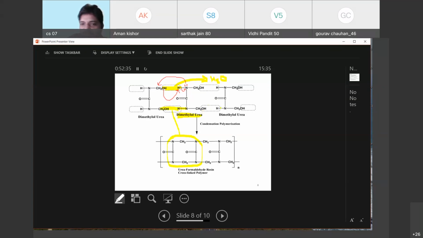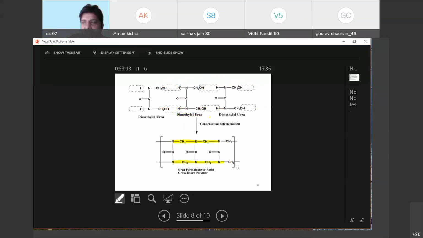ठीक है, अब सेम रिएक्शन हमारा सेंट्रल डाइमिथाइलोयूरिया का, इफ यू सी ऑन द राइट हैंड साइड, एक और डाइमिथाइलोयूरिया है, इसके साथ हो रहा है. ठीक है, सेम रिएक्शन, and that also results in the formation of an NCH2N bond here. Okay, these bonds, हमारे पास ऐसे bonds बन रहे हैं बीच में. Okay, with the release of a water molecule.